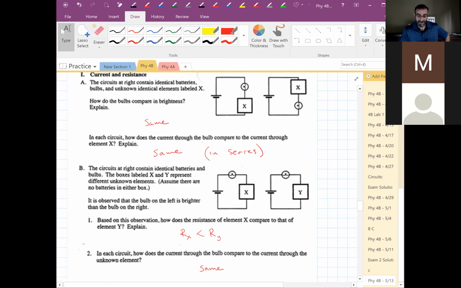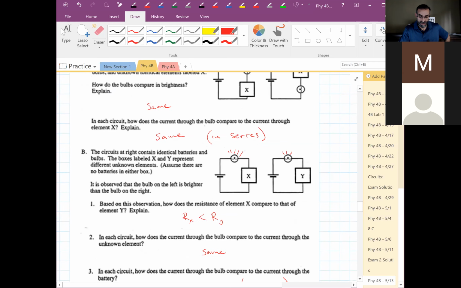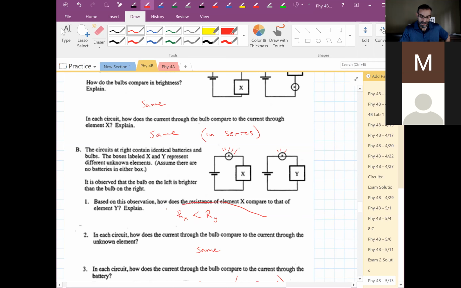Okay, one more time. In this case, people seem to be okay with this one. We were comparing the brightness, right? One of these was brighter than the other. So because one was brighter than the other one, people agreed that element X had to have less resistance. We okay with that?